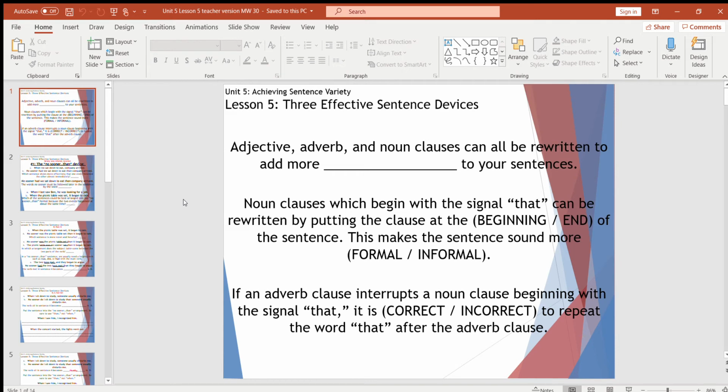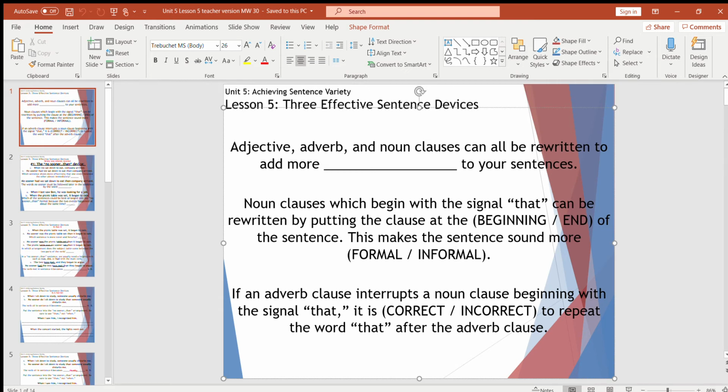At the end of the sentence. And by putting them at the end, it will make the sentence sound more formal or informal. It'll be more informal, right? Like "that I gave you homework is obvious" versus "it is obvious that I gave you homework," right? Move it to the end.